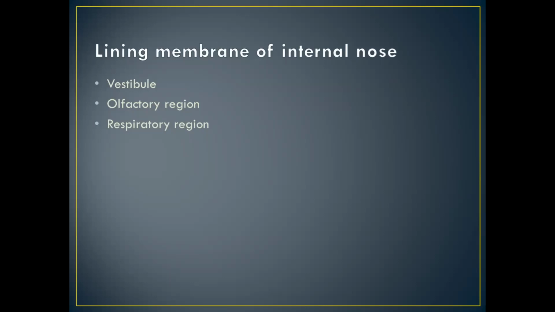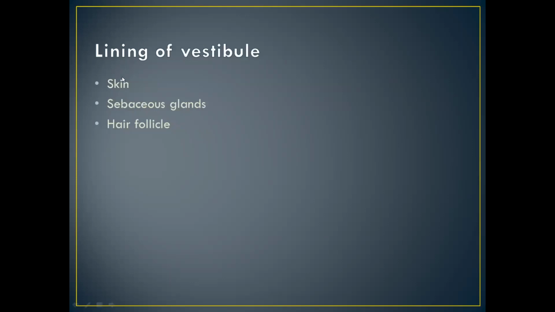Two types: olfactory mucosa and respiratory mucosa. The vestibule is lined by skin. The vestibule is lined by skin and it contains sebaceous glands and hair follicles.